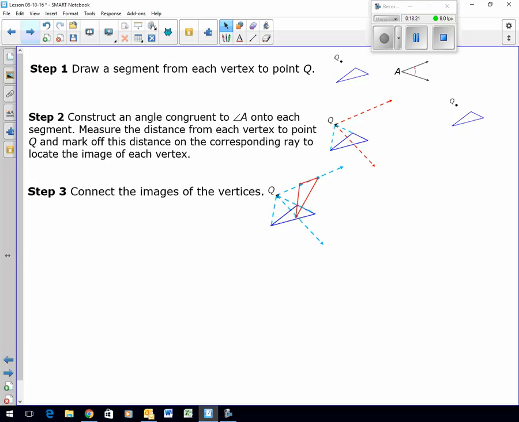This would be cool to do on a computer too, right? But we don't have that capability here.